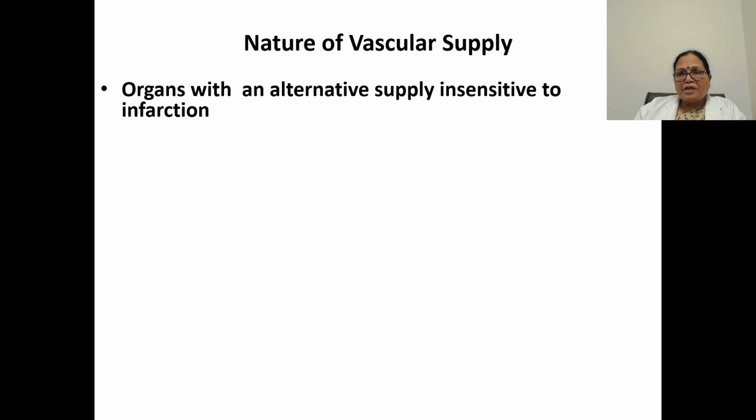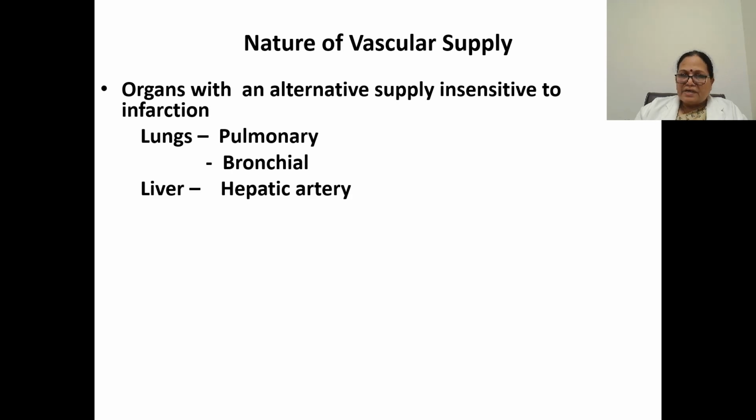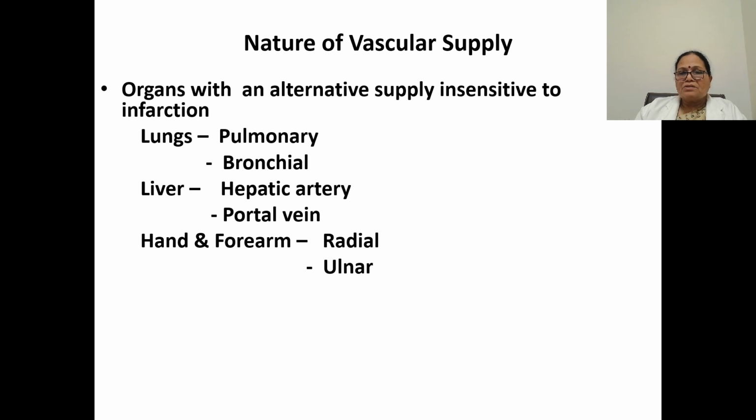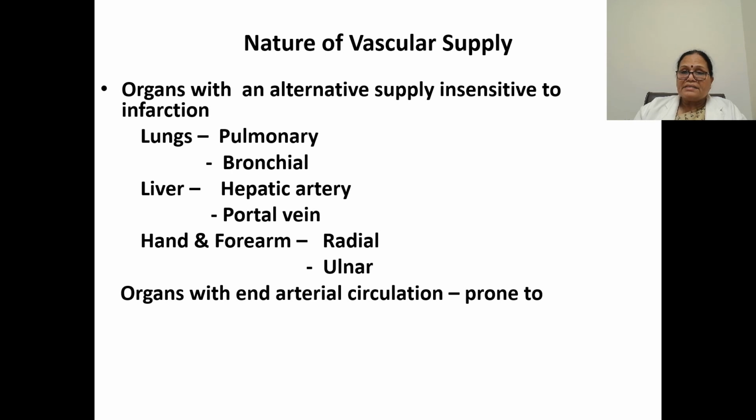See, if we are going on a road and there is a jam, suppose there is a side road, we just bypass that main road and go to our destination. Similarly, organs with an alternative supply are insensitive to infarction. Remember this: lungs have pulmonary and bronchial circulation, liver has hepatic artery and portal vein, hand and forearm have radial and ulnar. So, lungs, liver, and hands have double blood supply. Organs with end arterial circulation are prone to infarction, like the brain, the spleen, and the kidney. Because they have end arterial circulation, they're more prone to infarction.